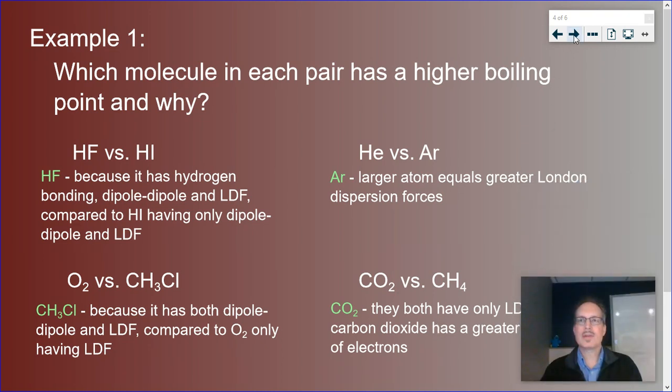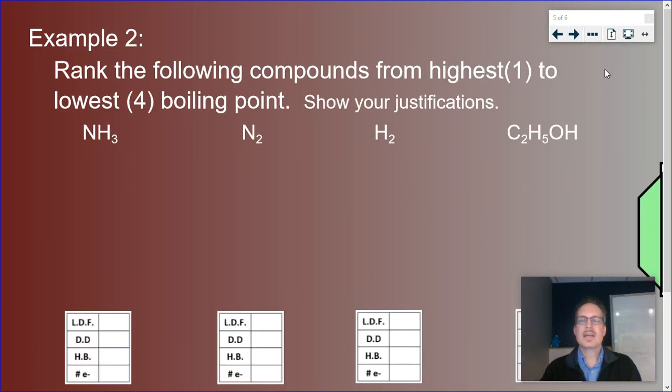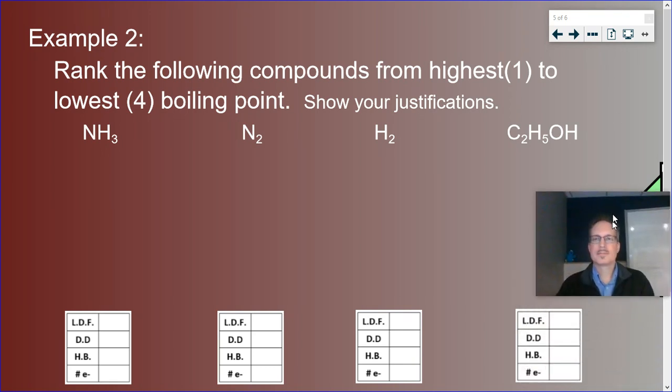Okay, there's one more I would like you to do. Can you please, on example number 2, rank the following compounds from highest to lowest boiling point? Give the one with the highest boiling point the number 1, then all the way down to the compound with the lowest boiling point with the number 4. Again, I want to see a justification of your answer. Pause your video and go through all the work you would do to figure out this question, please.